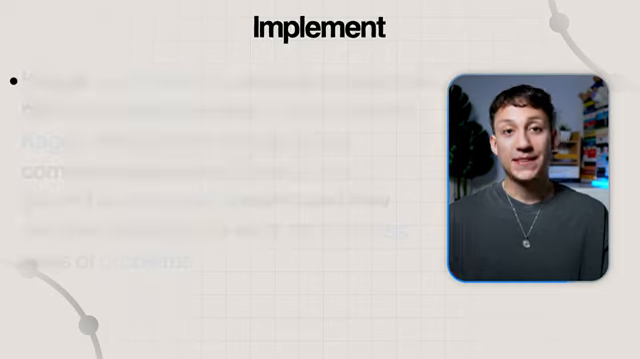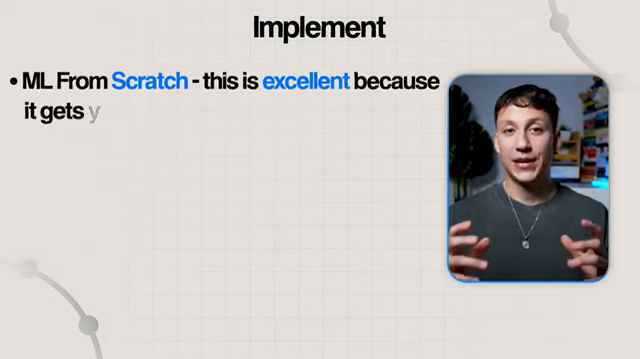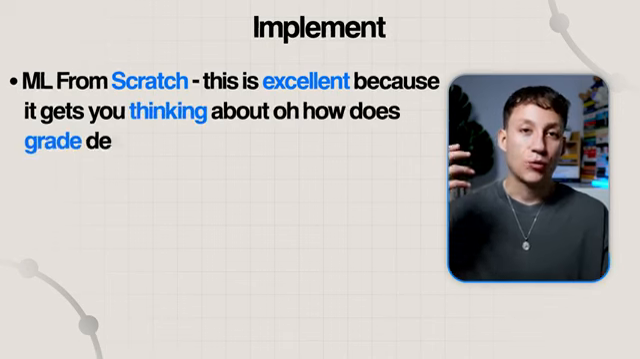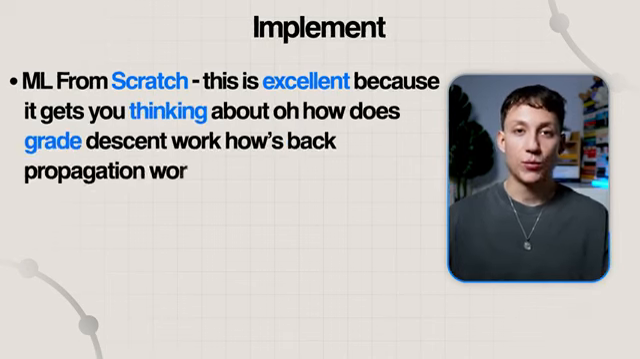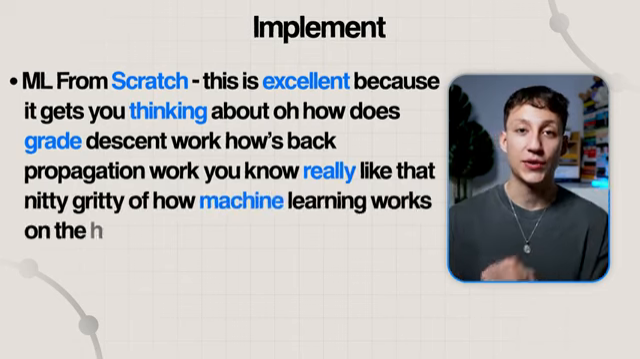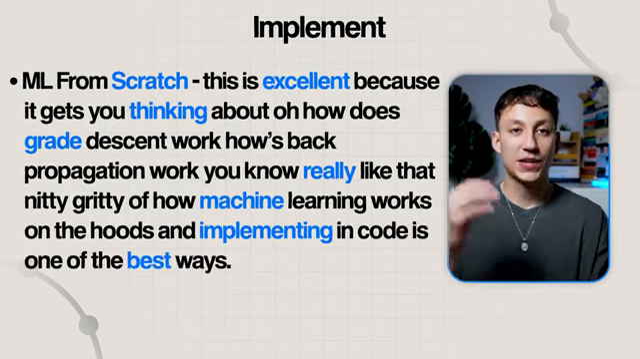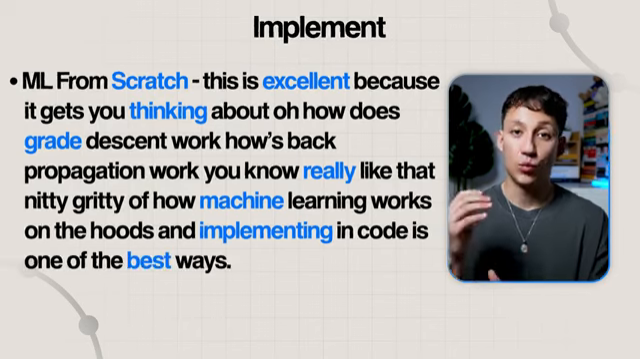You can implement machine learning algorithms completely from scratch. This is excellent because it'll get you thinking about, oh, how does gradient descent work? How does backpropagation work? You know, really like the nitty-gritty of how machine learning works under the hood. And implementing it in code is one of the best ways. Because if you can write something in code, then chances are you really understand it.